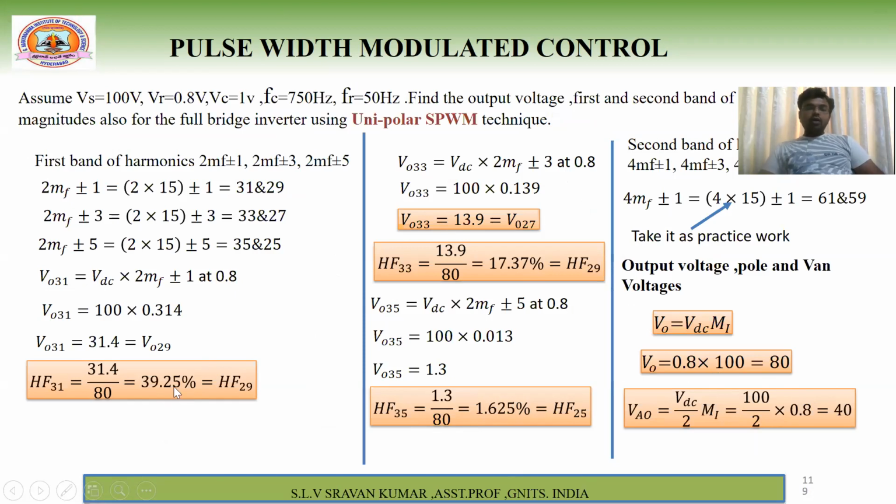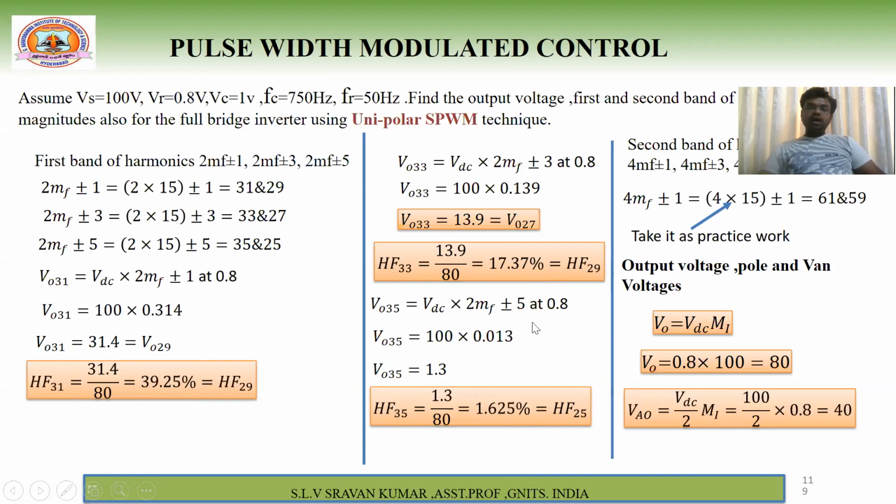Right. Now here for the first band of harmonics, this H of 31 you are having 39.25%, and this is H of 33, 17.7%. H of 35, we are having 1.65%. Right. So here first 31 and 29. 31 how much? 39.25. 33 how much? You are having some 17. Next 35 how much? You are getting 1.65.